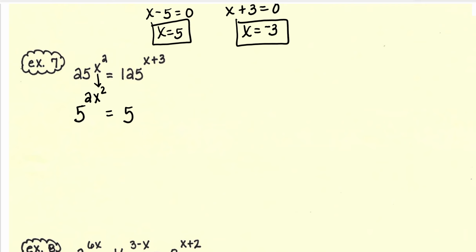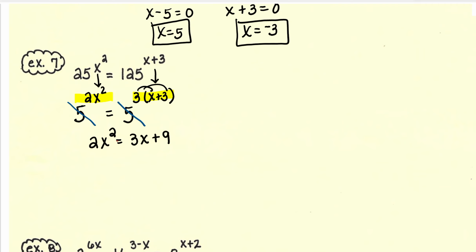125 is 5 to the third power. Don't forget to bring down your x plus 3. I have the same base, so drop those bases, and we're going to set the exponents equal to one another. So that says 2x squared is equal to distribute: 3x plus 9.